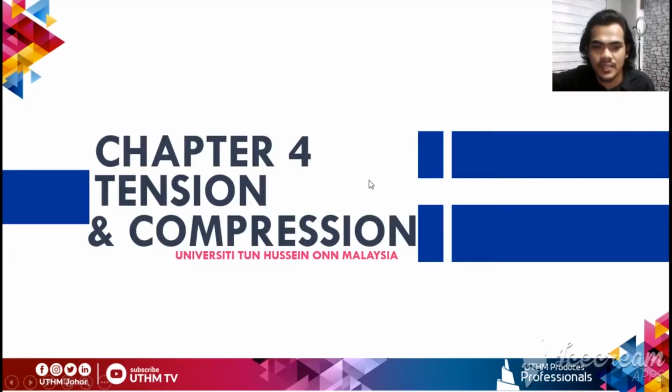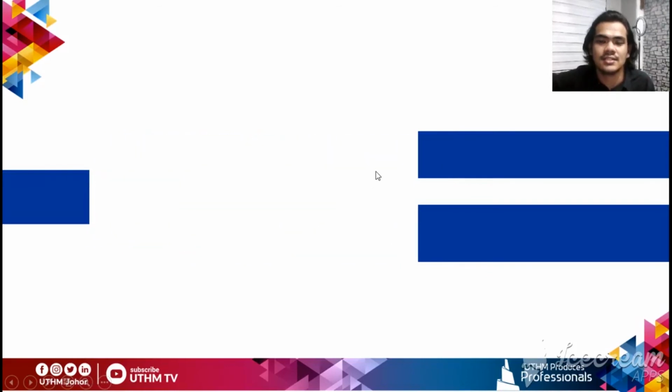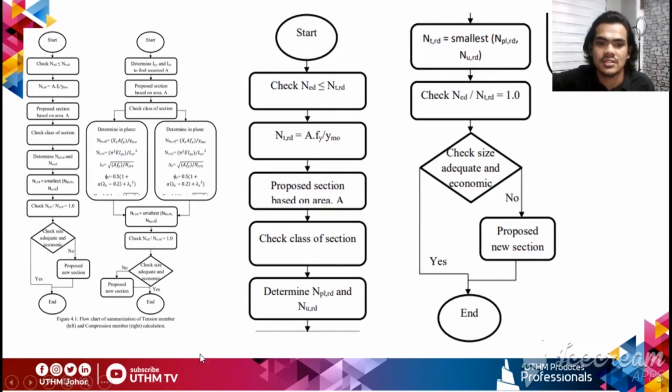Chapter 4 is tension and compression. So remember, in design of tension and compression members, this is the flowchart for tension. We check NED and NTRD and calculate NTRD, propose section based on area, and then check class of section, determine NPRD and NURD, choose NTRD based on the smallest, either NPRD or NURD, and then check NED divided by NTRD must be smaller than 1, and then check if the size is adequate and economic or not. If yes, we proceed, and if no, we will propose a new section.